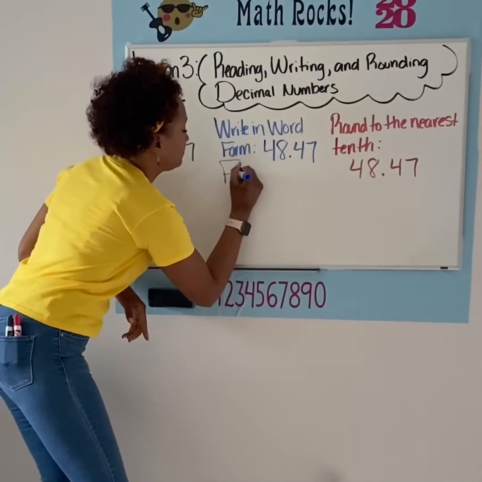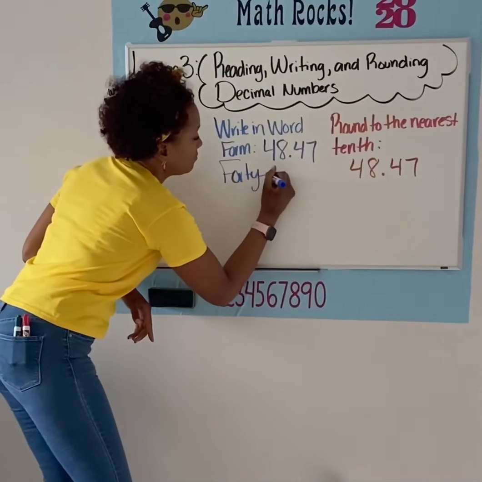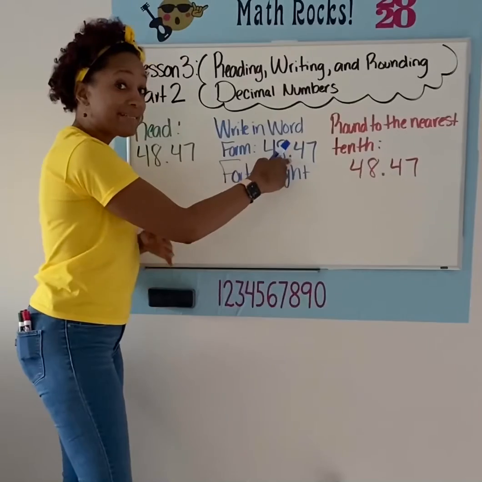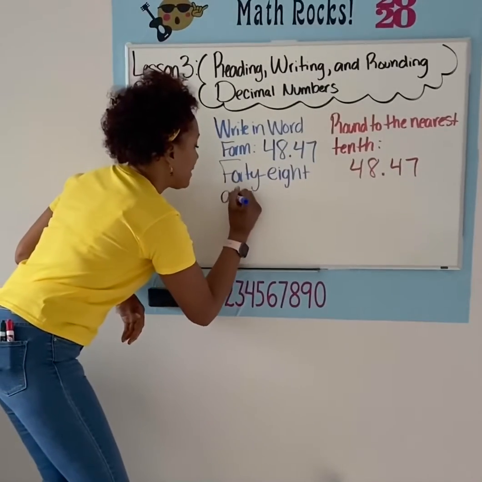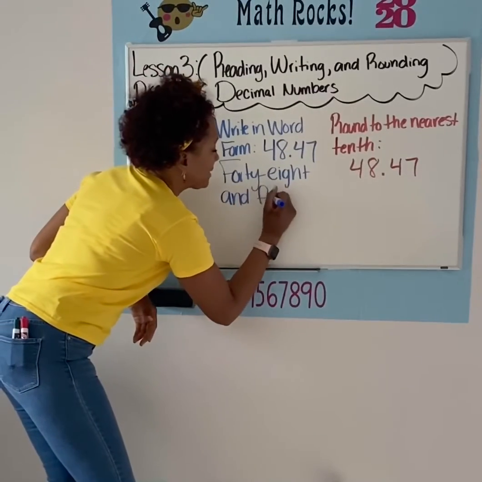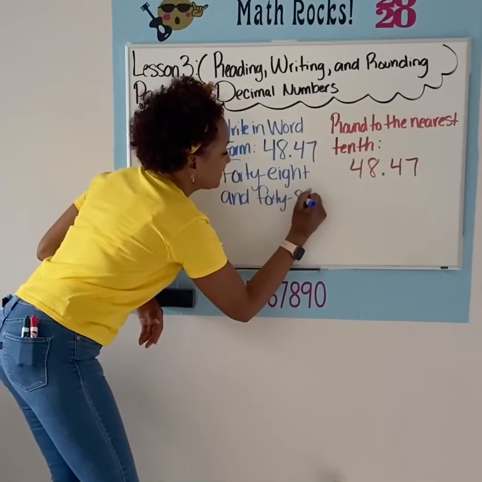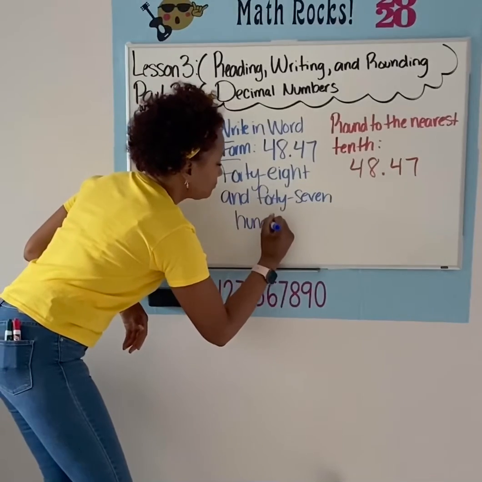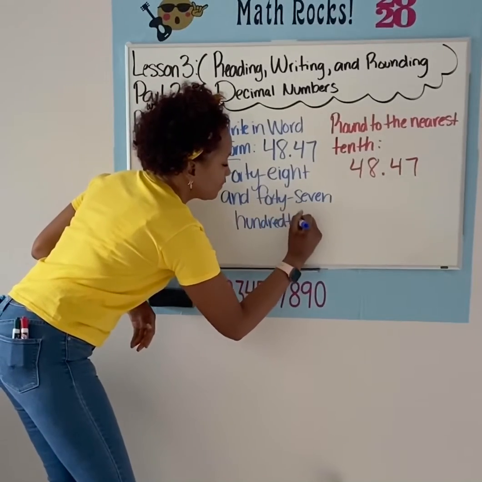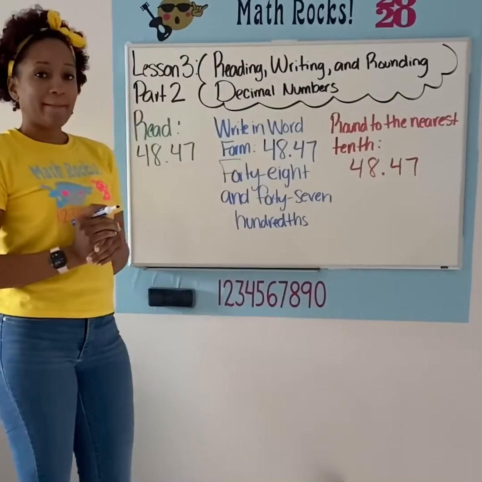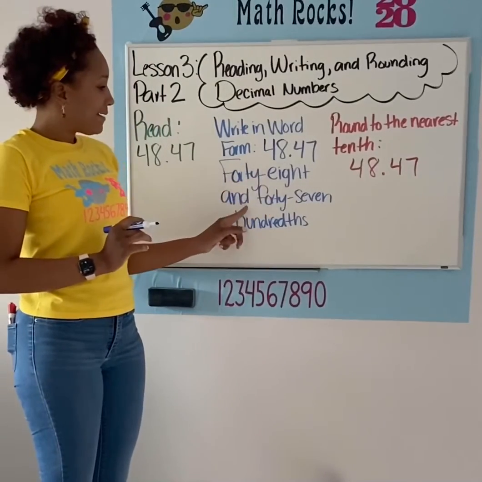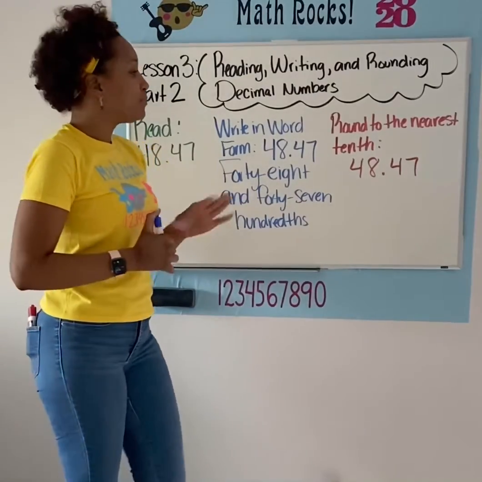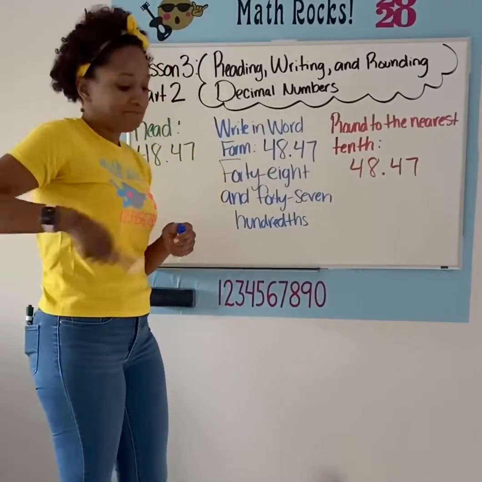48 and, because my decimal means and, 47 hundredths. Okay? 48 and 47 hundredths. Okay? Let's move on to the fun part, rounding.